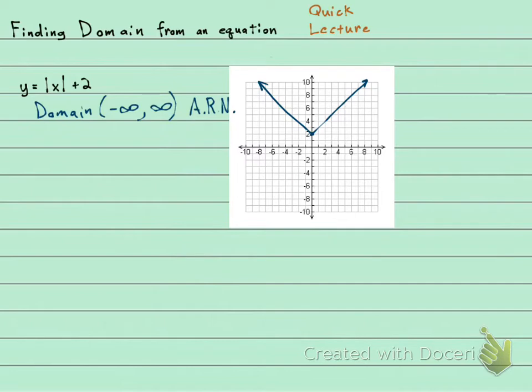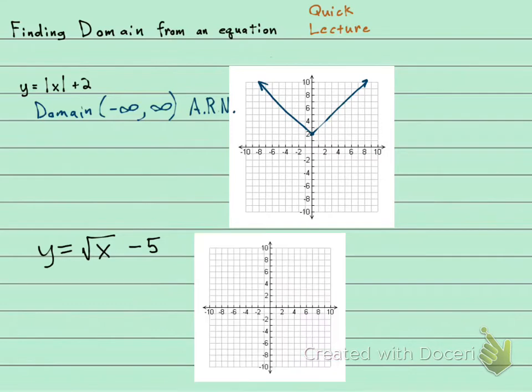Now, let's look at another one. Let's look at something like this: y equals square root of x minus 5. I'm going to put a graph over here on the right. I know the square root has this shape, but I am transforming it vertically. I'm shifting it down 5. So the graph for this is going to look like this.